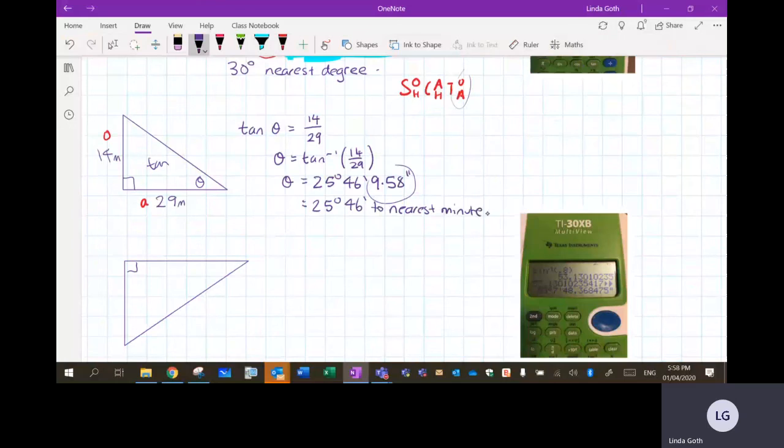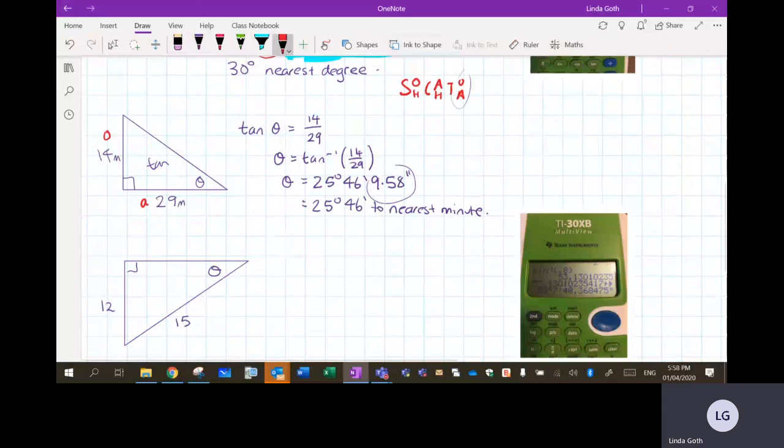Now you might like to try the next one by yourself, but you need something to find. So let's say we'll find that angle. I'll tell you that that's 12. I'll tell you that that's 15. So pause and try that one, and then come back and I'll go through the answer with you.